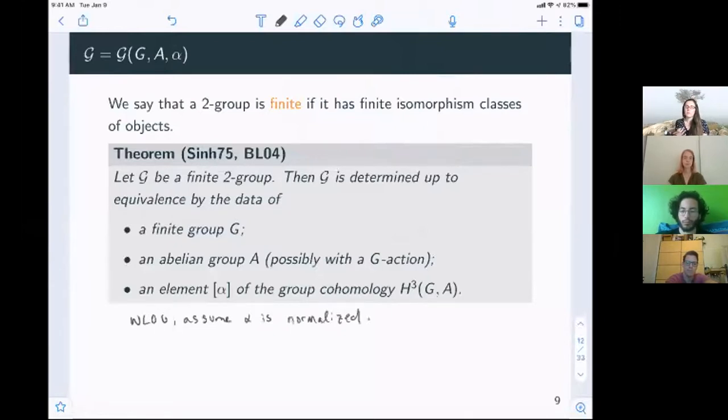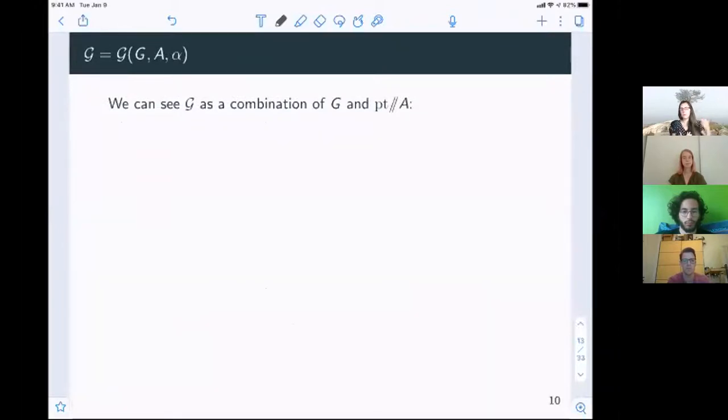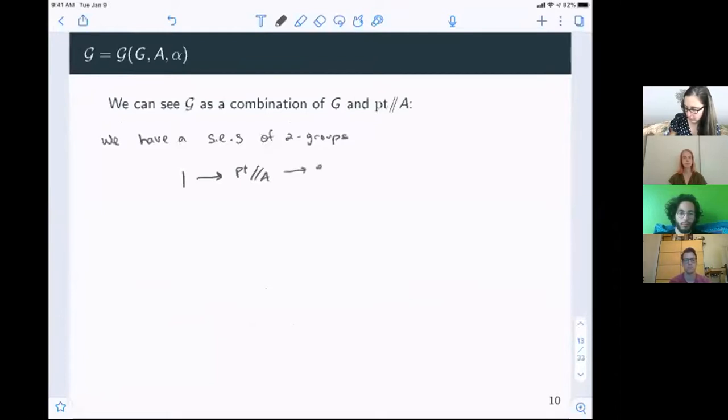And in particular, this theorem means that all finite two groups have an equivalent skeletal two group, since the way that we've constructed these finite two groups from this data gives us skeletal two groups. So it's actually possible to see this curly G as a combination of G and pt//A. So we have a short exact sequence of two groups from 1 to pt//A to curly G to G to 1. So we can actually see curly G as an extension of our finite group G by pt//A, a two group extension.